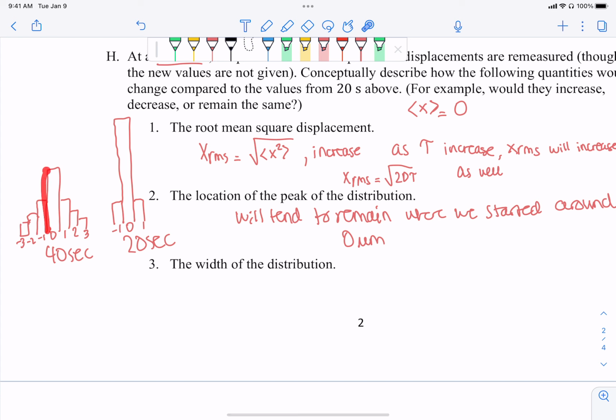Your highest probability is still at 0. I mean, here it might have been 0.6, and this might have been 0.4, but still 0.4 is greater than 0.2 here or 0.1 here and 0.1 there, for example. So your initial position still will have the highest probability. Yep. Hopefully that made sense for everybody else as well.